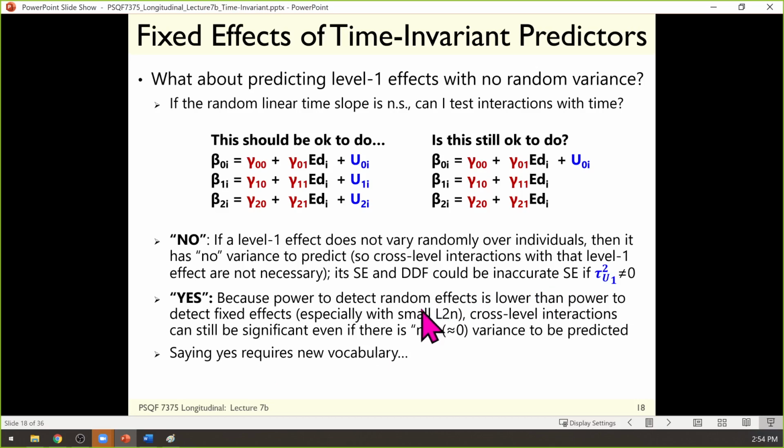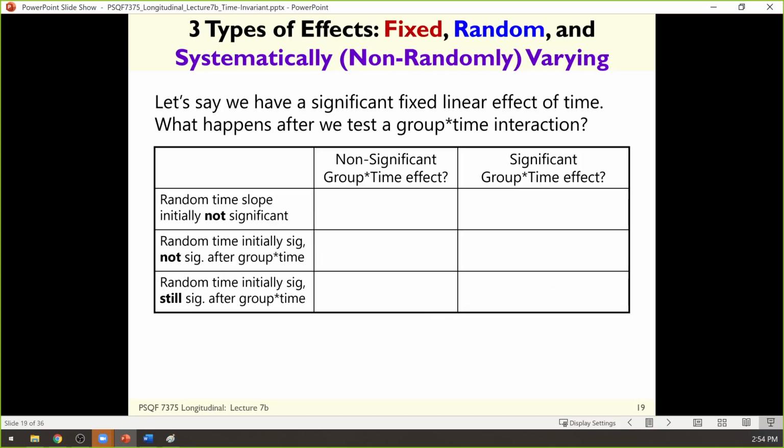But if you're willing to say, yes, go ahead, then we have a new vocabulary word. The new vocabulary word is systematically or non-randomly varying. It describes the idea that people need their own rate of change, effective time, deterministically as a function of predictor variables, but not randomly.